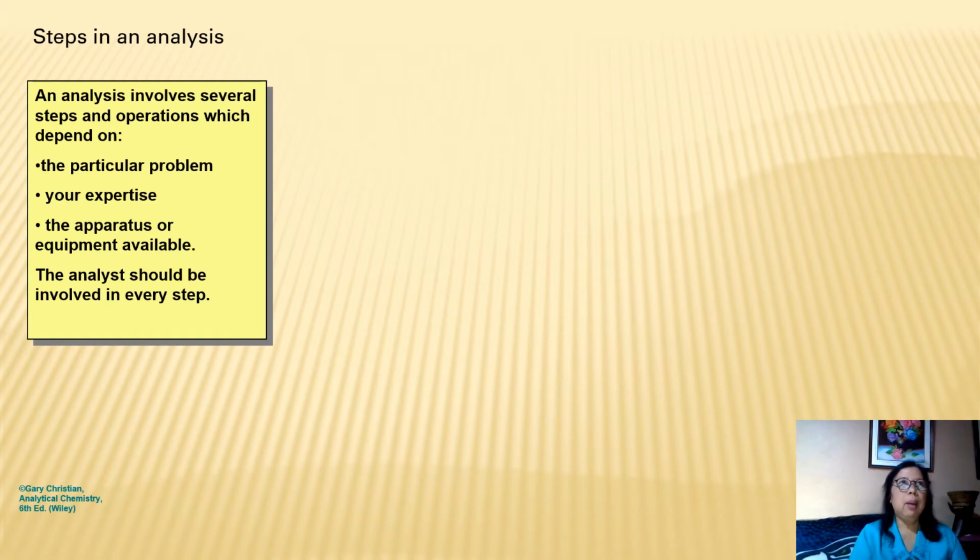Okay, here are the basic steps that are supposed to be done in the laboratory. An analysis involves several steps in operation, but you are guided on the following: the particular problem. If your unknown, for example, is silver, then you go for the test for the group of silver. So you go to your periodic table, look for where silver is, what its group number is, and then you research the test for the group number of silver.